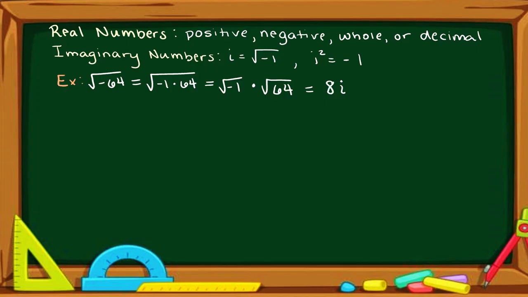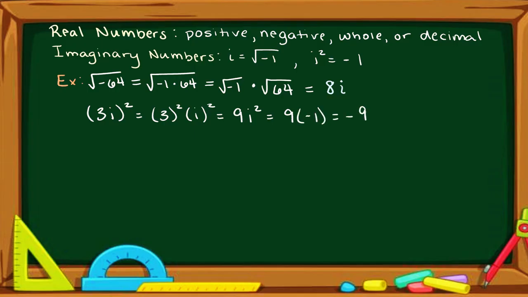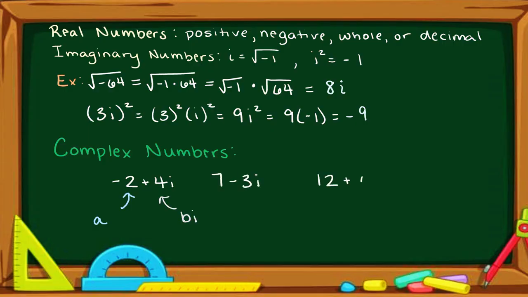Let's take 3i raised to the second power, or 3i squared. Well, we can distribute our exponent and get 3 squared times i squared, which gives us 9i squared. i squared is equal to -1, so we get 9 times -1, which is -9. So some examples of complex numbers would be -2 plus 4i, where -2 is your a and 4i is your bi term, 7 minus 3i, and 12 plus 6i.